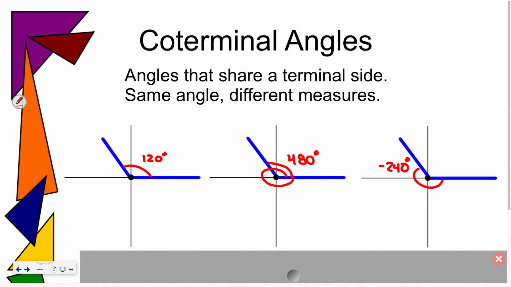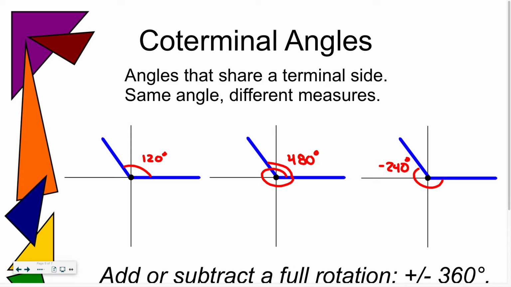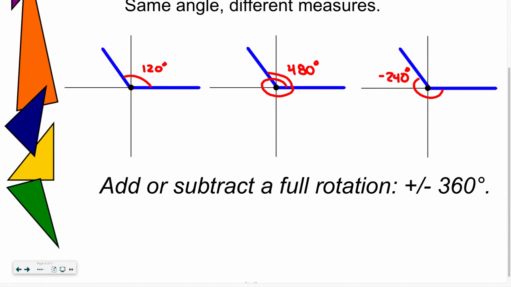A 120 degree angle, a 480 degree angle, a negative 240 degree angle, they all look exactly the same, aside from the spiral, right? Like you know from geometry, you don't normally show the direction that the angle opens. We do when we're sketching the angle specifically, but it's all the same angle. Okay. So here's how you find coterminal angles.